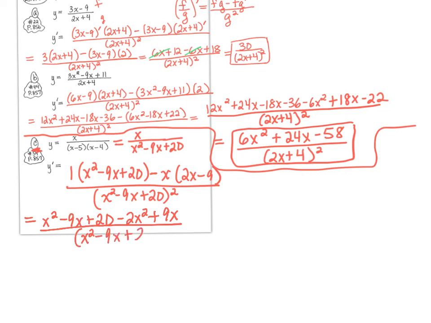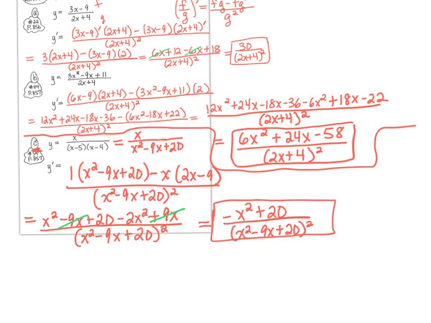You got it. And now what happens? The 9x cancels. Good. And then you're left with negative x squared plus 20 over x squared minus 9x plus 20 squared. Good. Very good, all of you. This is your final answer. What questions do you have?